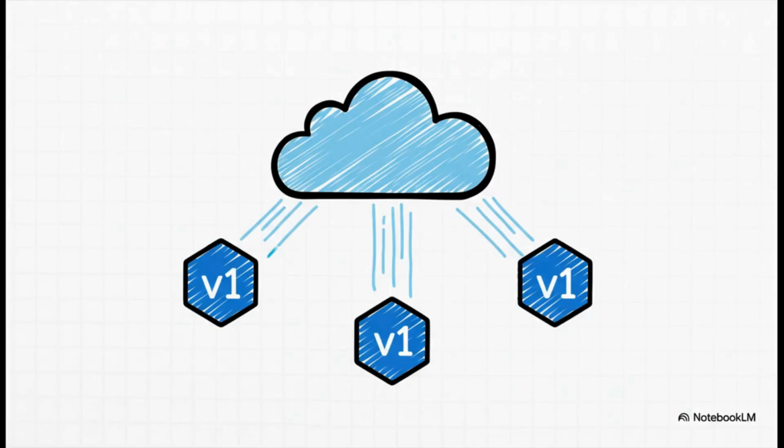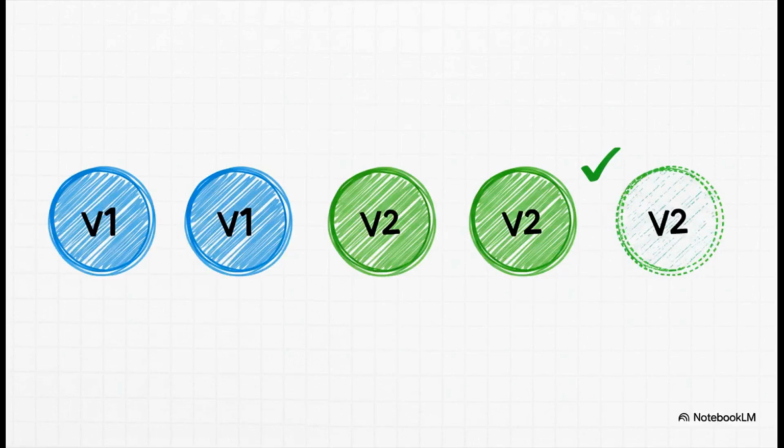All right, so let's picture it. Here's your app running perfectly with 3 pods, all on version 1. You've just finished a brilliant new feature and it's time to deploy version 2. So you update your deployment and the process kicks off. Now the deployment is smart. It doesn't just kill the old pods.